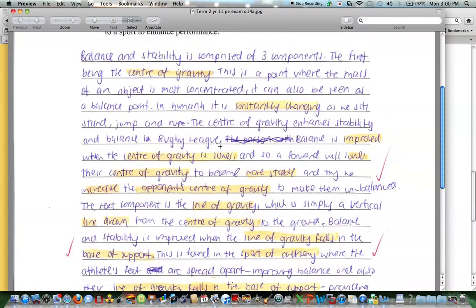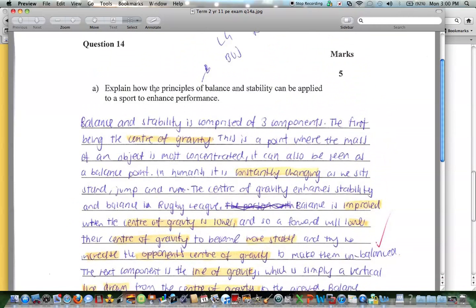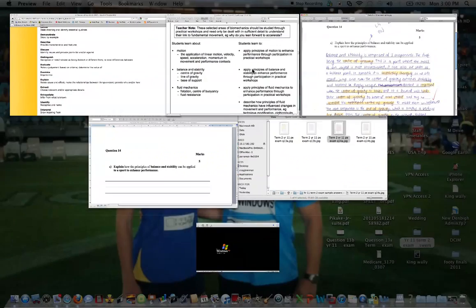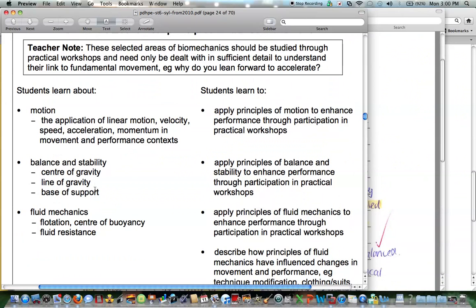The problem that students fell into with this question was that they read this, explain how the principles of balance and stability, and students just wrote about balance and stability. There was no mention of the 3 areas from the syllabus, and that was the concern. They've seen balance and stability, and that's what they've gone and spoken about without paying any attention. Students who just mentioned these are probably getting a 1 or a 2. You needed to mention 2 of these to be even getting 4s or 5s, provided all areas were correct. So that was question 14A.